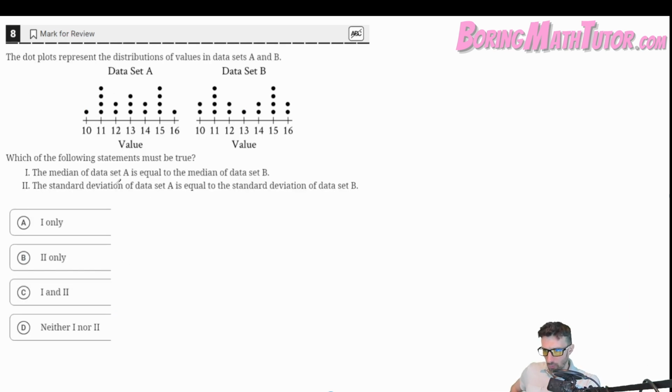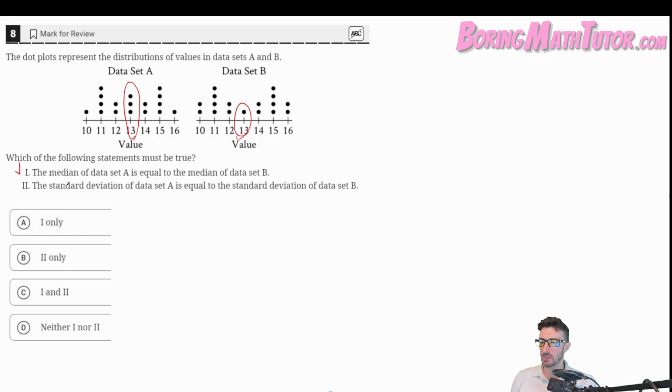They're asking us whether the median of dataset A is equal to the median of dataset B, and also are the standard deviations equal. Well, the median is the easier thing to figure out. The median is just the one that's in the middle. And it looks like for both of those, the median is going to be 13, because it's whatever's in the middle.